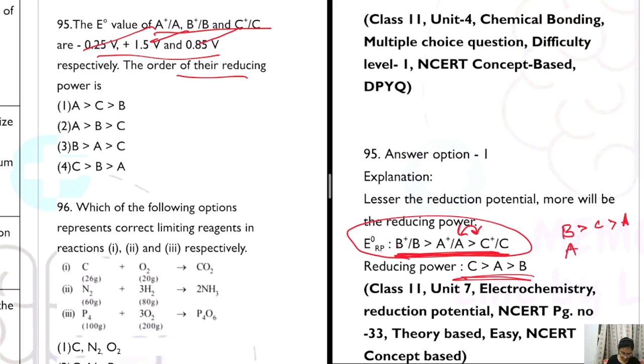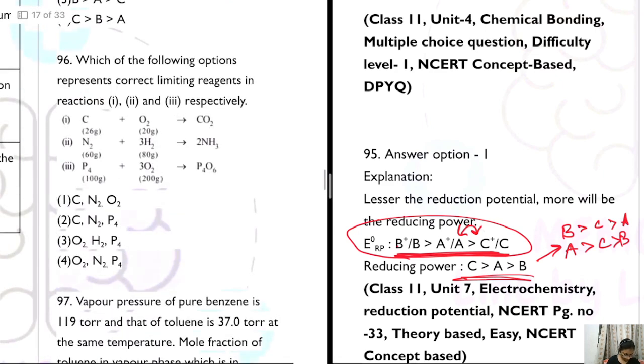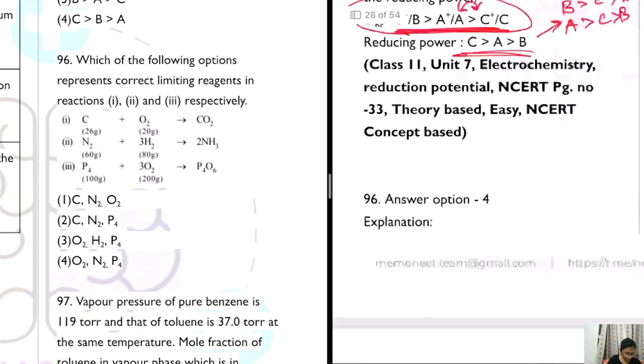So it would be A, C, D, reducing power. Yeah. Because if B is 1.5, then comes 0.85, then comes A. So that is the correct answer. Let's see the next question. Which of the following options represent correct limiting reagents? What is a limiting reagent? It is the one which is exhausted first in any reaction.